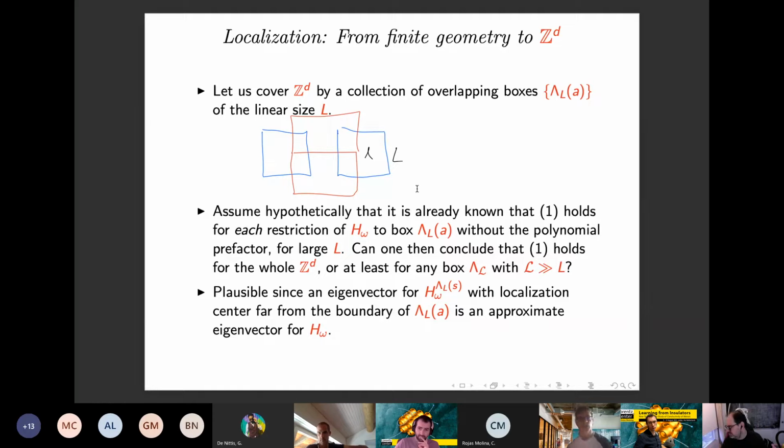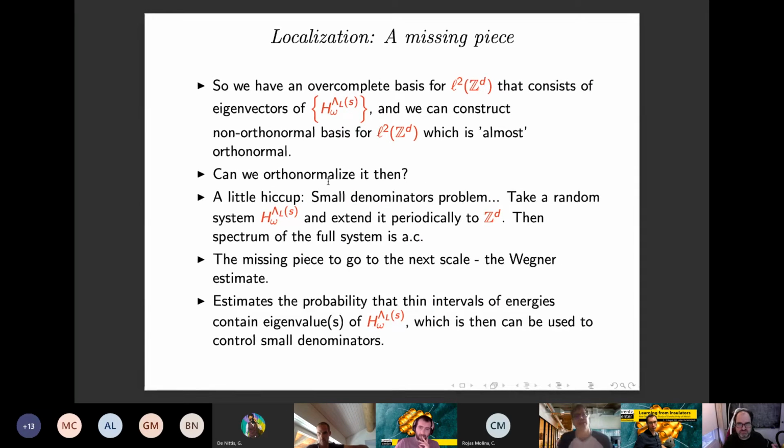Then the idea is you start to look at all those boxes, take them together, and construct an overcomplete basis for L2 of Z^d, which consists of eigenvectors of this type. By selecting some of them and throwing others away, you construct a non-orthonormal basis for L2 of Z^d, but which has this almost orthonormality property. That has to do with this exponential localization. Of course you can normalize it, but can you orthonormalize this basis in such a way that the new basis is very close to the original one? It's sort of the first step in diagonalization of the Hamiltonian. You think a little bit about that and you realize that it's not that easy.